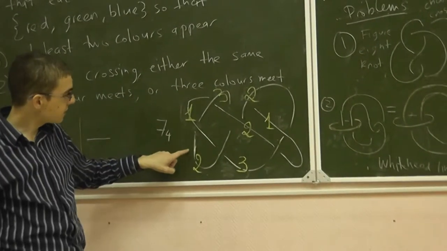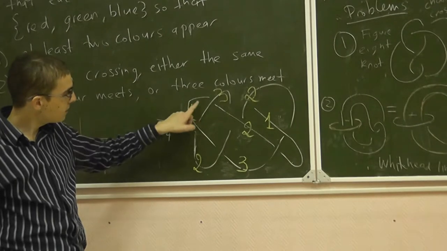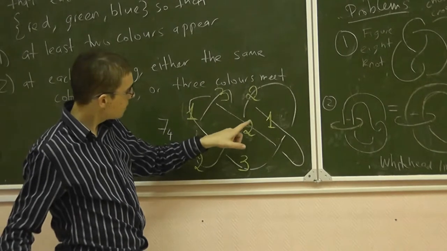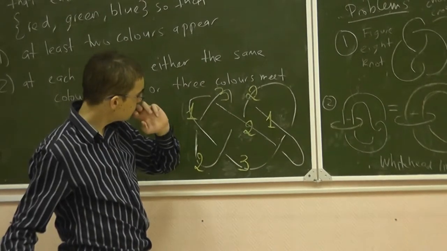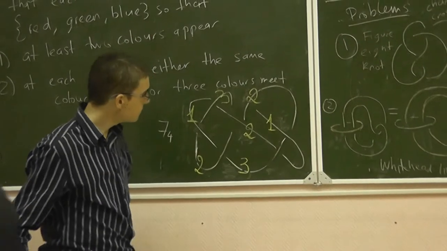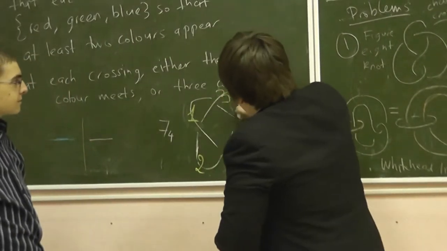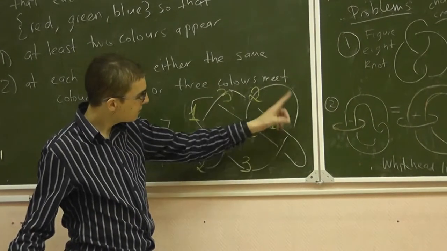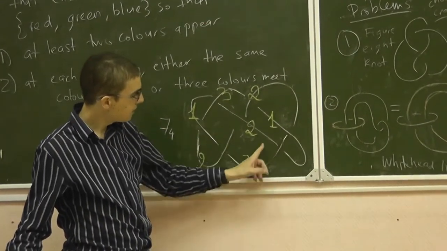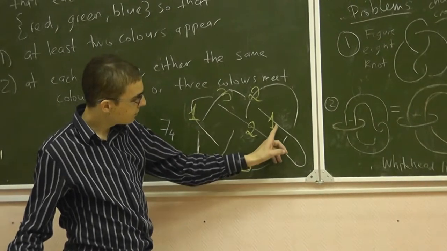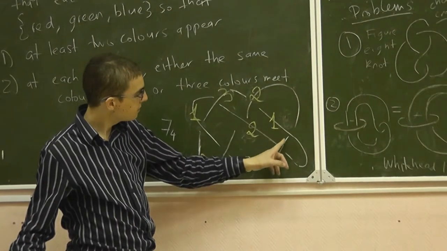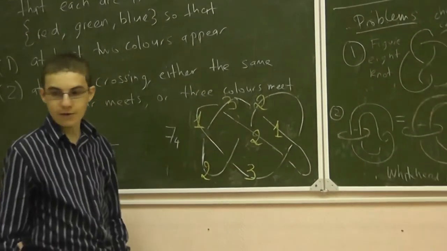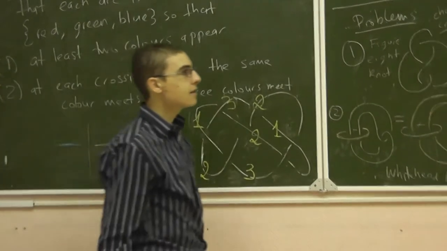See, this is each crossing. Yes. So 2-3-1, 1-3-2, 3-1-2, 1-2-3, 2-1-3, 3-1-2. At least you're all done. And 7-1.